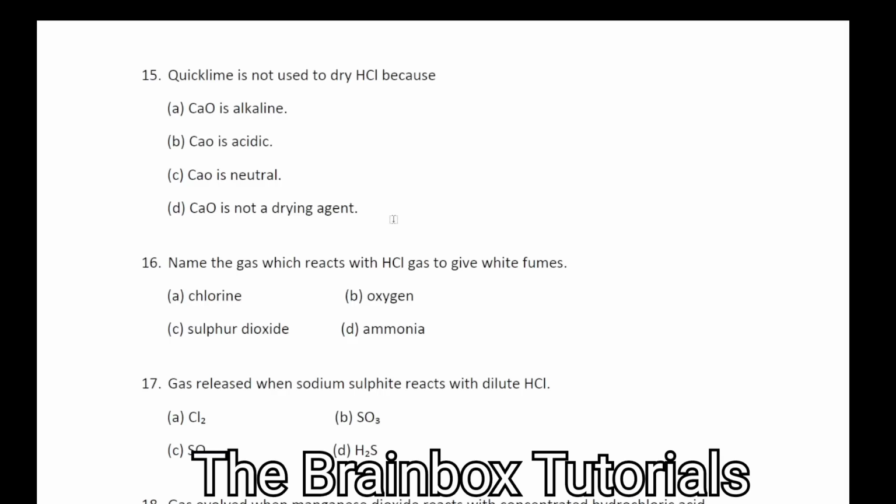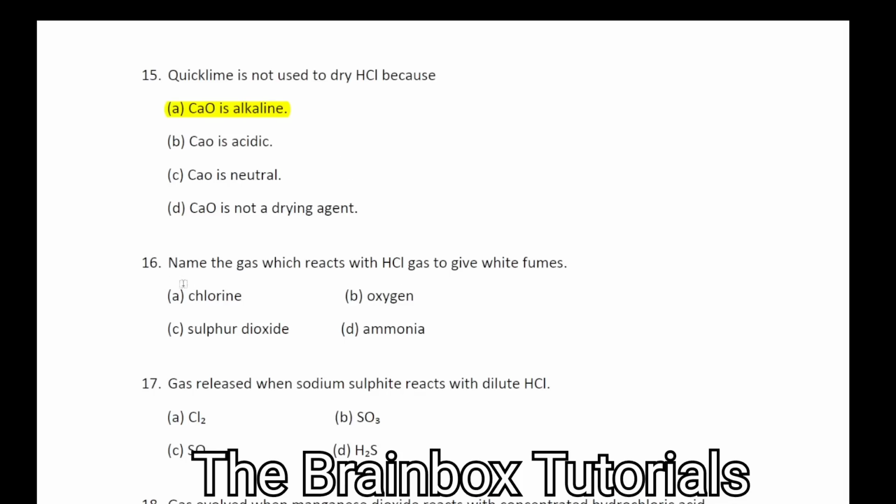Now moving over to question number 15. Quicklime is not used to dry HCl because quicklime, that is CaO, calcium oxide, option A, CaO is alkaline, option B, CaO is acidic, option C, CaO is neutral, and option D, CaO is not a drying agent. The correct option is option A, CaO is alkaline.